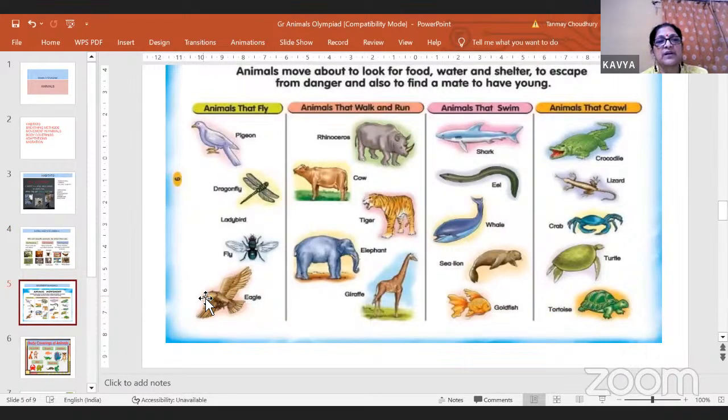The movement: they can fly, they can walk, they can run, they can swim, they can crawl. Most of these animals that can crawl are the reptiles.